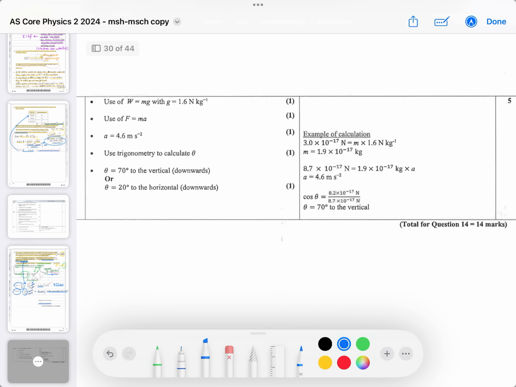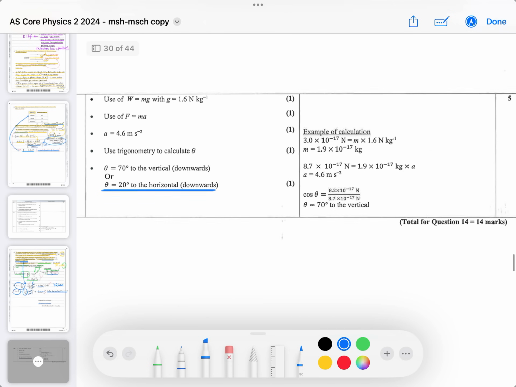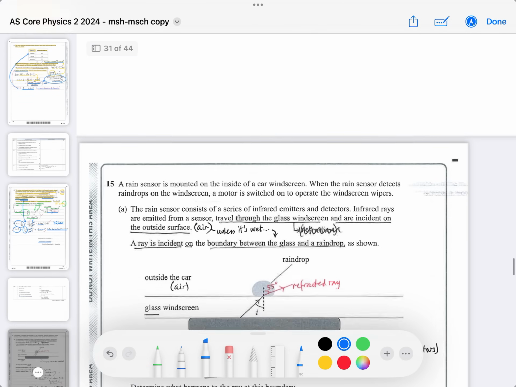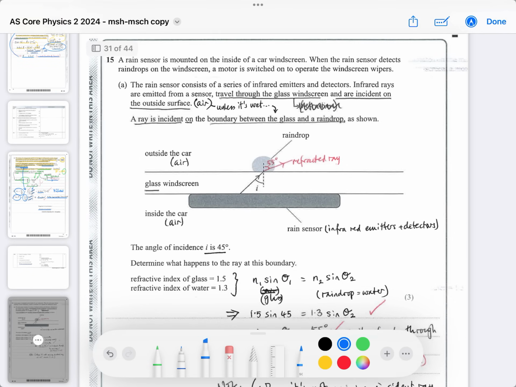There's the mark scheme for it. So all they want is theta is 20 degrees to the horizontal downwards. Because it could be 20 degrees to the horizontal upwards, and it's not upwards. It has to go down because of gravity. All right, so the last question is 15.